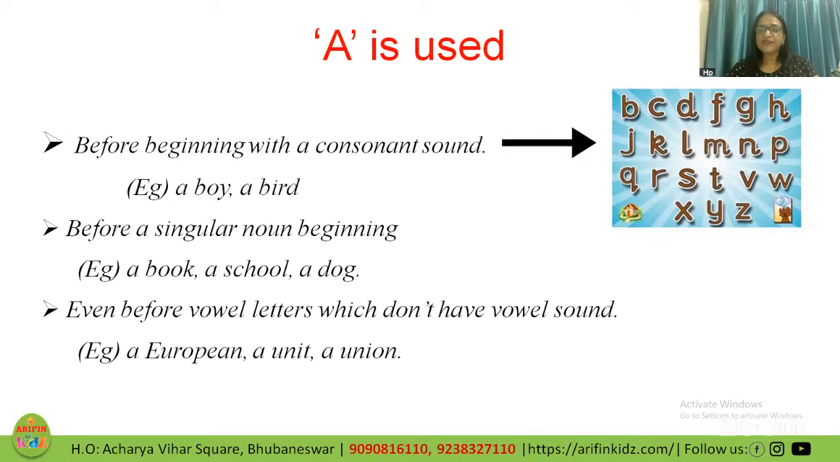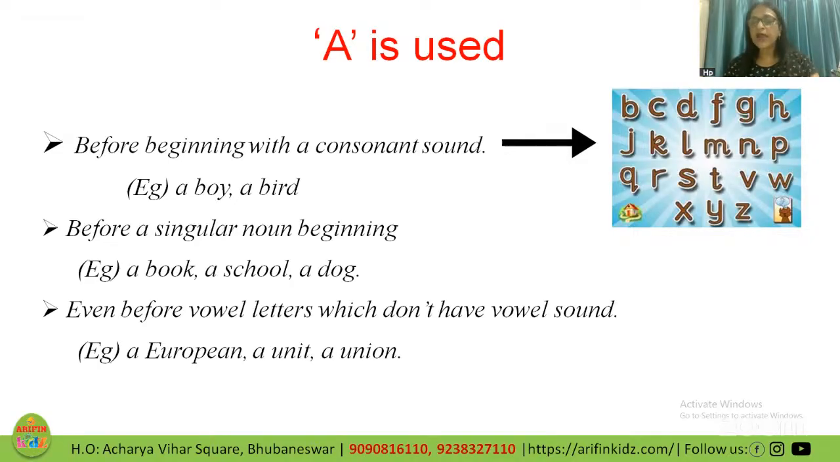Even before words which do not have a vowel sound, you see, European. European begins with E-U-R-O-P-E-A-N. So here it begins with E, but the vowel sound doesn't come. Let us think of egg, eagle, elephant. But with European, the vowel sound doesn't come. Think of the sound of egg, eagle, elephant, and European.